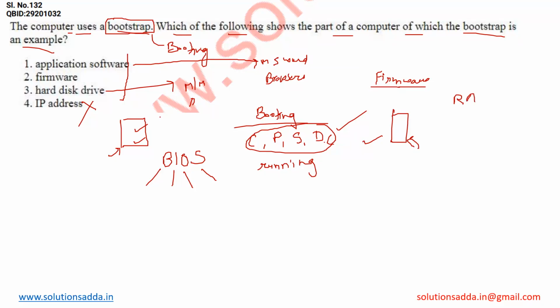Non-volatile memory is read-only memory, in which the firmware or the bootstrap procedure is already written, and you just need to execute it. Whenever you switch on your system, it will automatically execute it. It is mounted on the ROM, which is a non-volatile memory. So the correct option for this question will be option number 2. Firmware is the right answer.